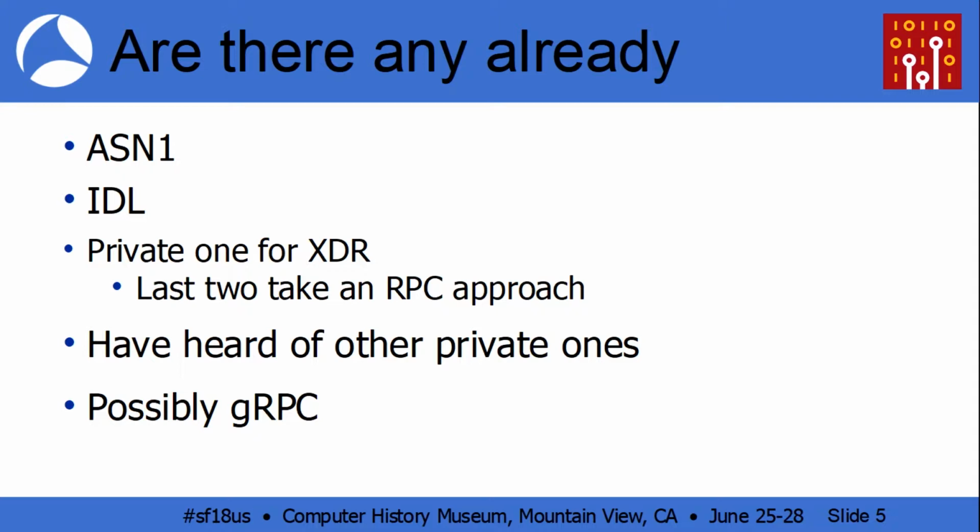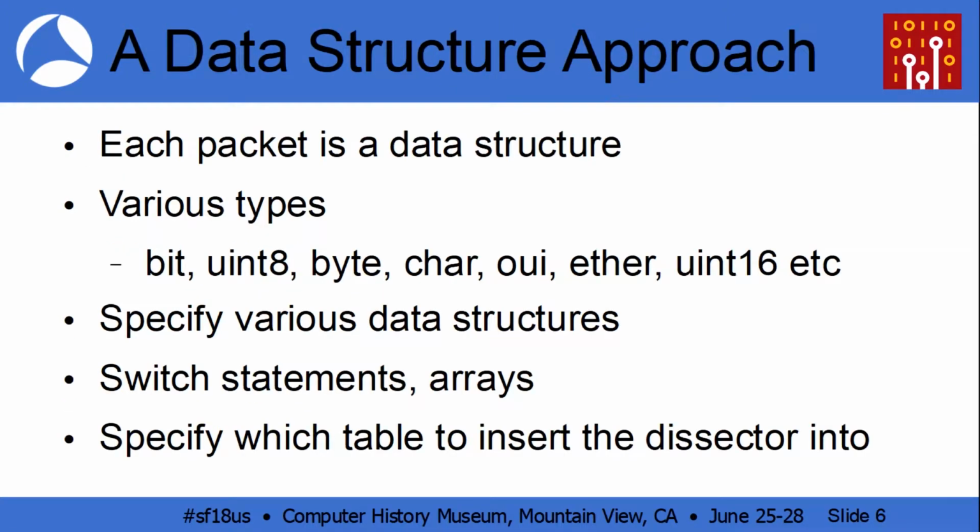I've heard of at least one other private one that a company that's now defunct built. They built some, I think, Perl script as well that ran over the .h file that described their message, their requests, etc., and generated a dissector from that. And there may be one out there for Google's RPC. I'm not sure. It looks reasonably easy to do it, so there may be one out there.